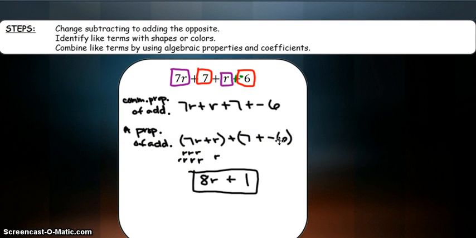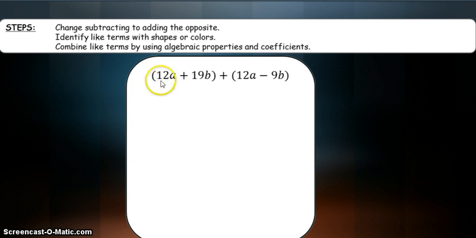Alright, let's go on to the next one. Here we need to change subtracting to adding the opposite. So again, here we have subtracting. We're going to change that to adding the opposite. Then we're going to identify like terms with shapes or colors. This time we'll do shapes.